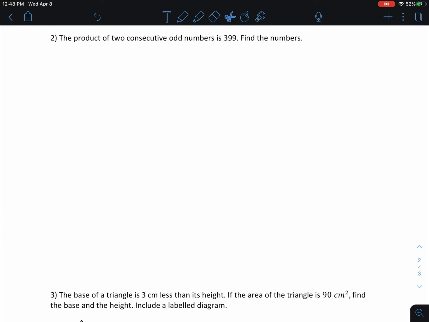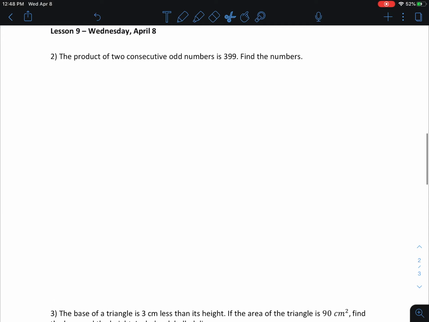Okay, so let's take a look at number 2 here. The product of two consecutive odd numbers is 399. It wants you to find the two numbers. So if I were to look at a number line, and I had 1 here and 3, those would be the consecutive odd numbers, right?